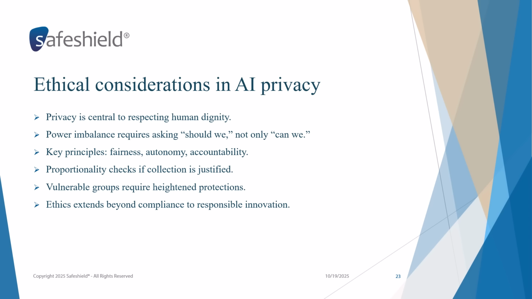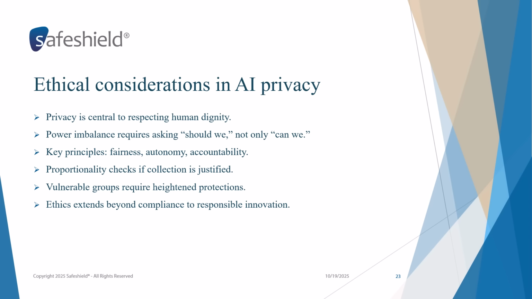AI systems can infer highly sensitive insights from seemingly trivial data. Ethically, organizations must ask not only can we do this, but also should we do this? Key ethical principles include fairness, ensuring AI does not amplify bias or discrimination; autonomy, respecting individuals' control over their personal information; and accountability, making sure there are clear lines of responsibility for data handling.